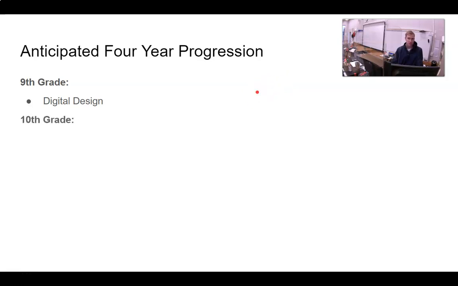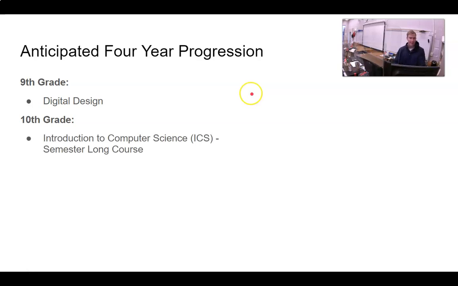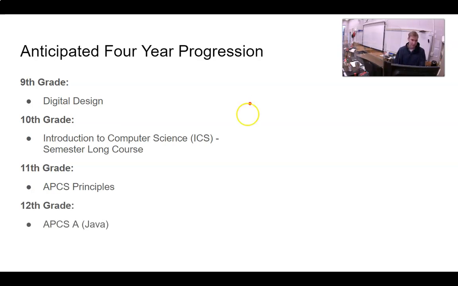They can then take those skills and in 10th grade take Introduction to Computer Science, and this is again our semester-long course where they will get introduced to the ideas of programming and a couple of programming languages. In 11th grade, we anticipate students take APCS Principles, and then in 12th grade, we anticipate students take APCSA, which is our Java class. That progression has been really successful over the years. We've had students go on and earn computer science degrees at great universities and really felt like they were well prepared going through that progression.